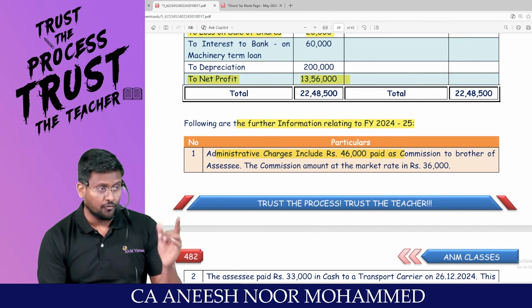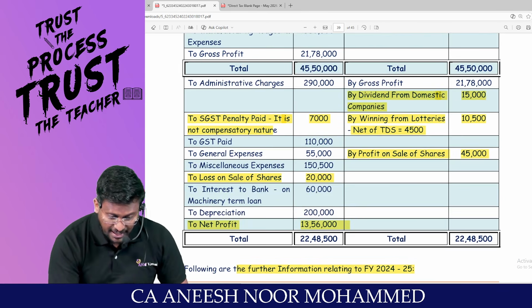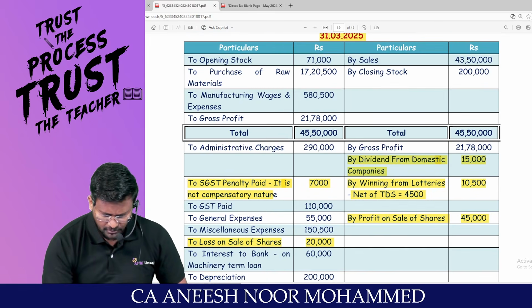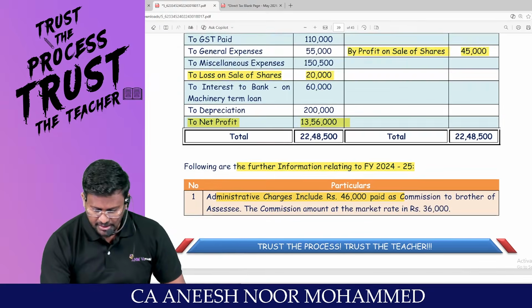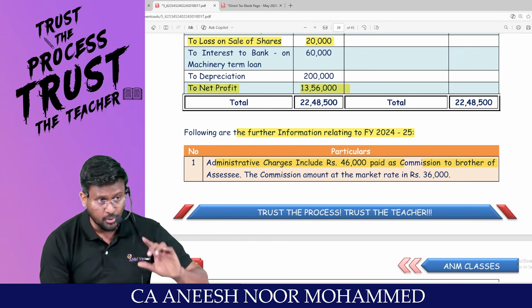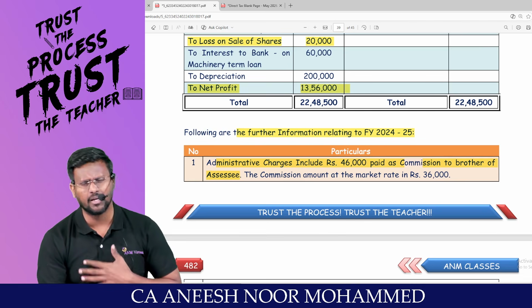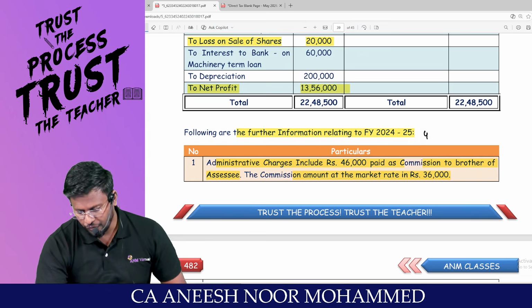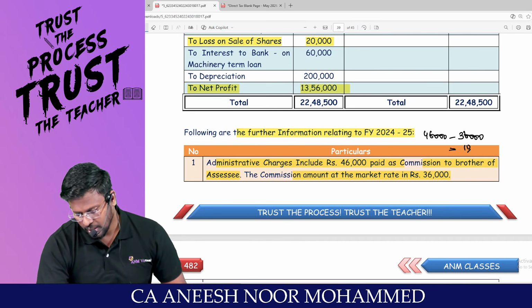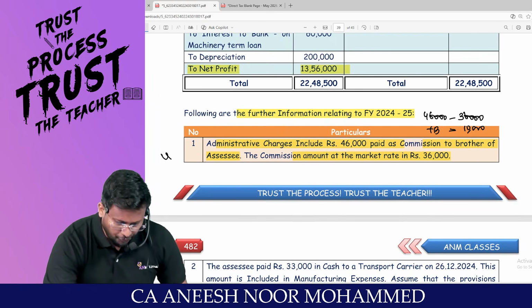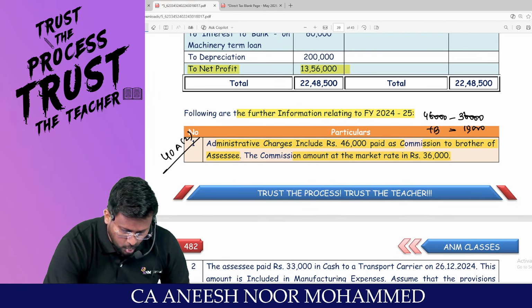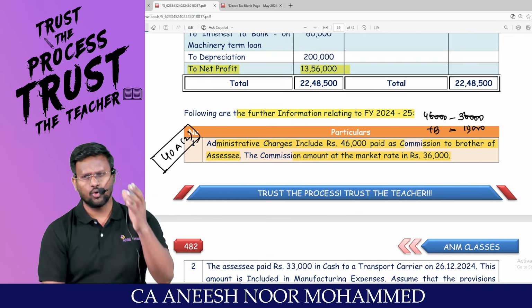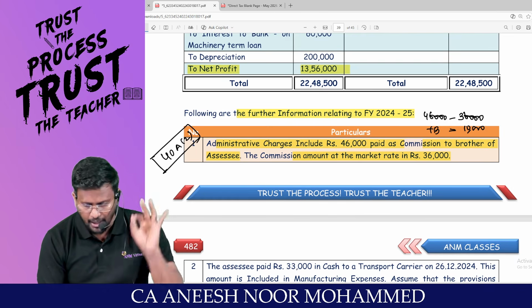Administrative charges include 46,000. That means inside the administrative charges of 2,90,000, this includes 46,000 paid as commission to brother of the assessee. Is brother a related party? Commission amount at the market rate is 36,000, so 46,000 minus 36,000, 10,000 should be added back, as per 40A subsection 2 related party transaction. Out of 15 marks, 1 mark will be there for adding back 10,000.